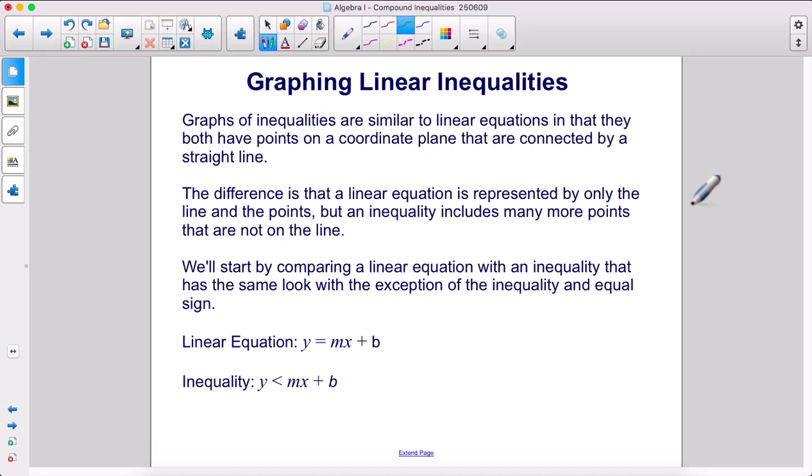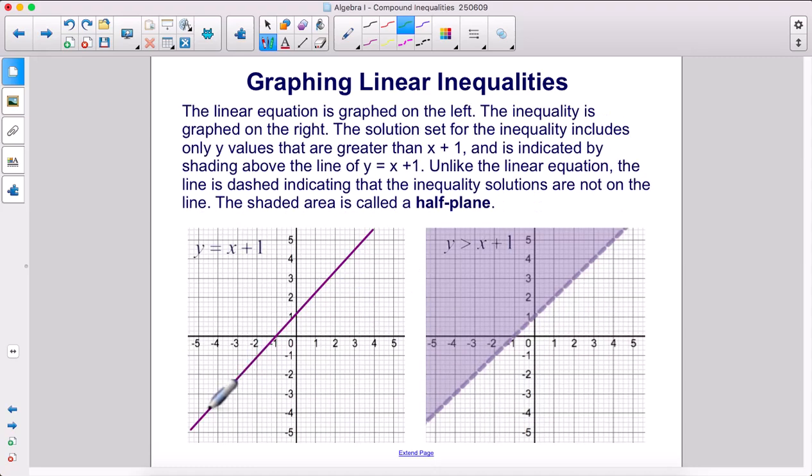We'll start by comparing a linear equation with an inequality that has the same look, with the exception of the inequality and equal sign. So if the linear equation is y equals mx plus b, the inequality will start out as y is less than mx plus b. The linear equation is graphed on the left. Here we have y equals x plus 1. The inequality is graphed on the right.